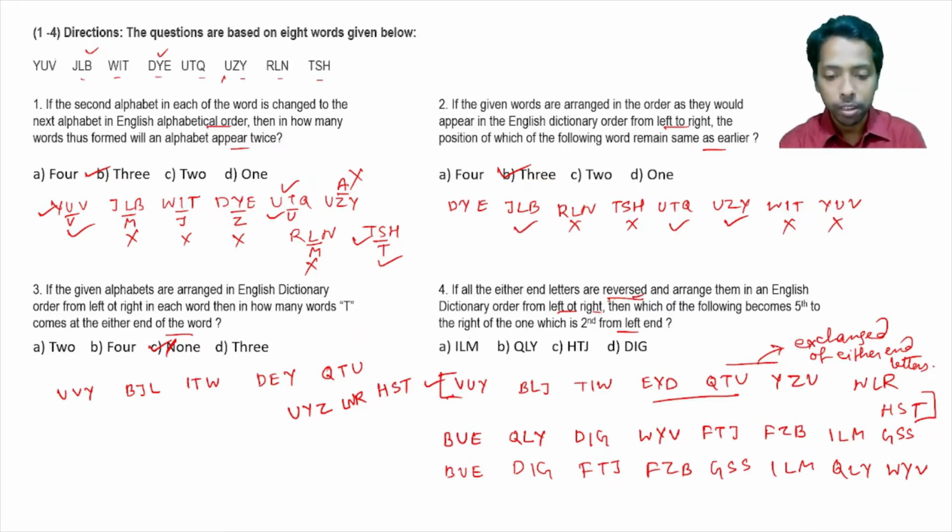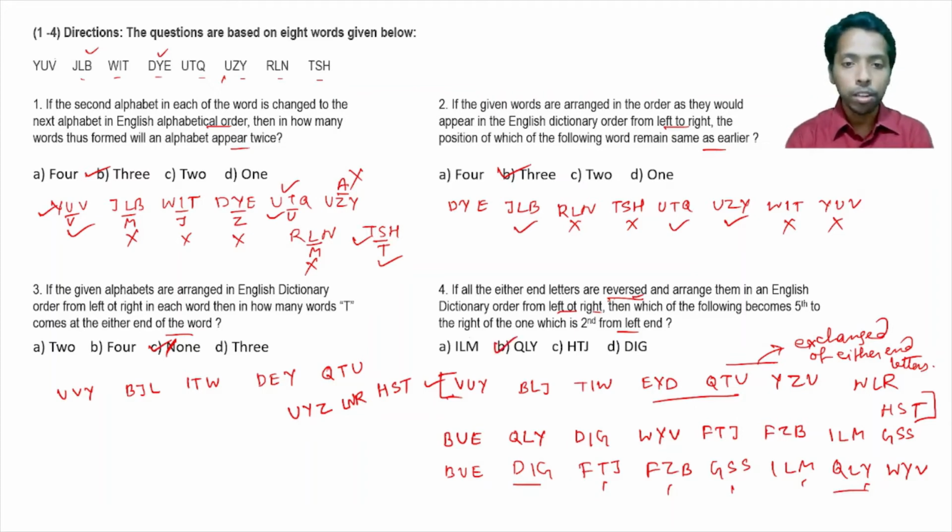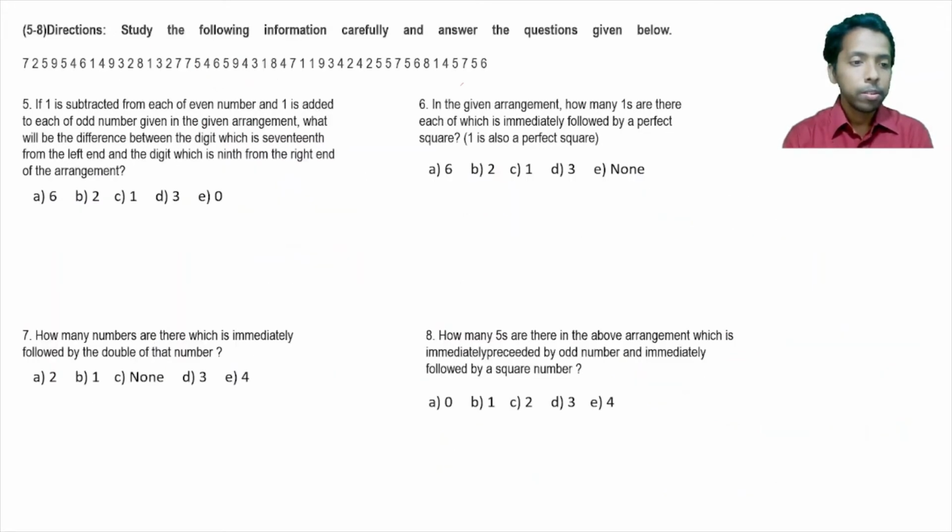Second from left hand, that means DIG, and fifth to right of this, that means 1, 2, 3, 4, 5. So QLY. So which is option B. QLY is the answer. I hope you understood this set. Now moving to the next set here. This is a comparatively lengthier number series question, that is in numbers, set of numbers is given here.